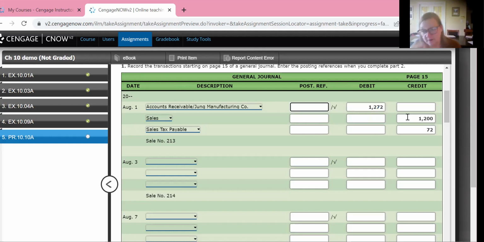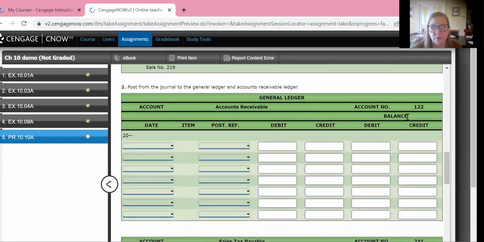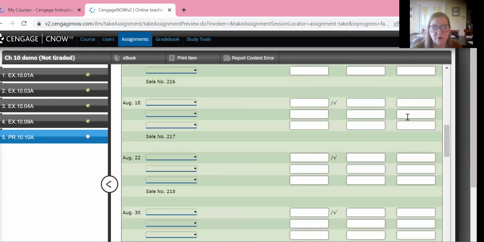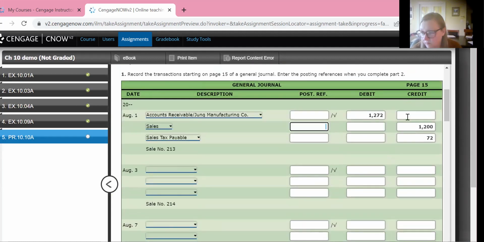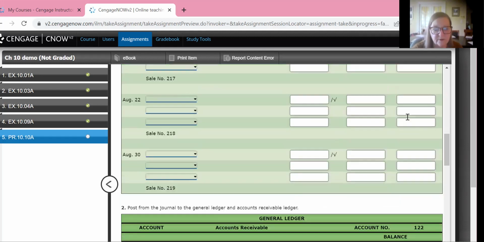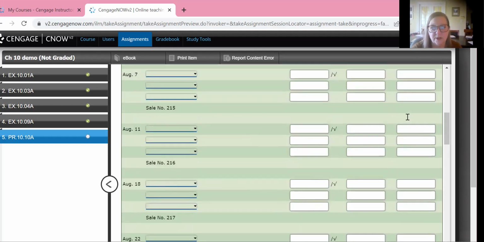And these post-reference numbers are talking about the account number for each one. So we're going to look and see what the account numbers are down here. You see how they've got accounts receivable is 122, sales tax payable is 231. I'm scrolling down there to get the account numbers. 401 and 231. Okay, the accounts receivable number, let's see if we can find it. I'm sorry, I had the accounts receivable number, it's 122.